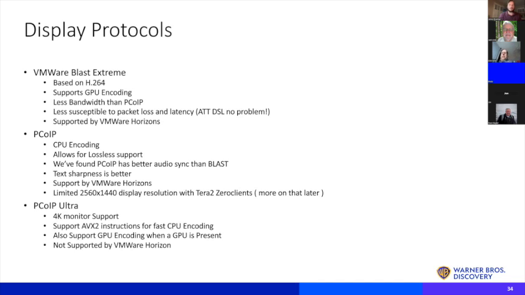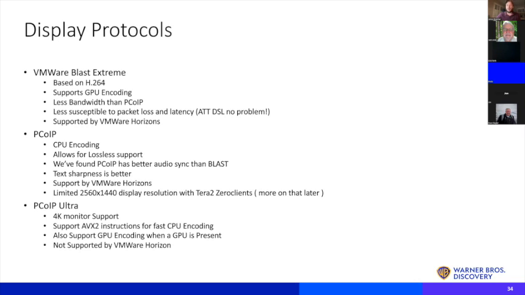That's really good if you're working on a bad connection, bad Wi-Fi, or you're a long distance away from the servers you want to connect to. It's supported by VMware Horizon. Now, the original PC over IP uses CPU-based encoding. It allows for lossless video support.